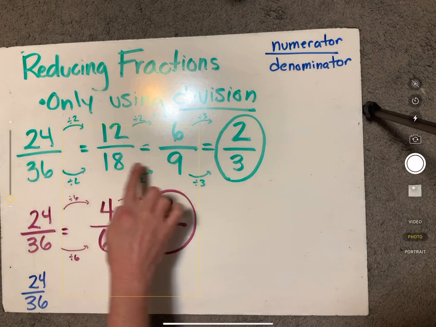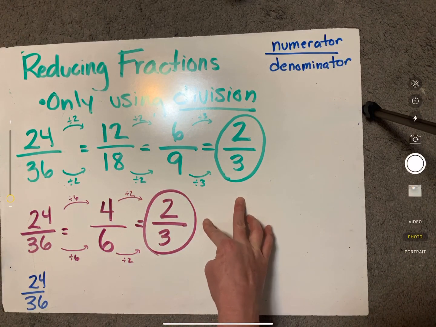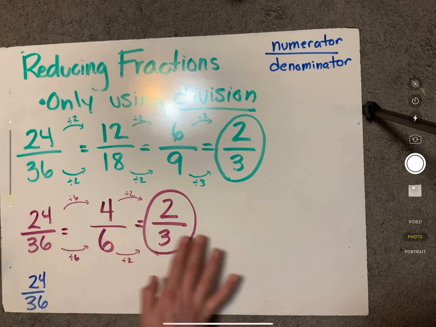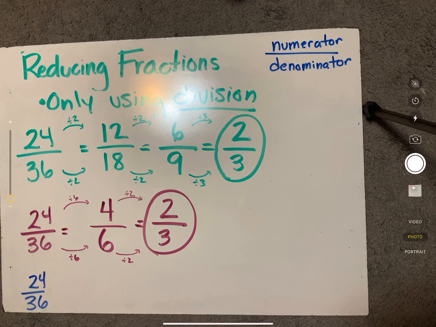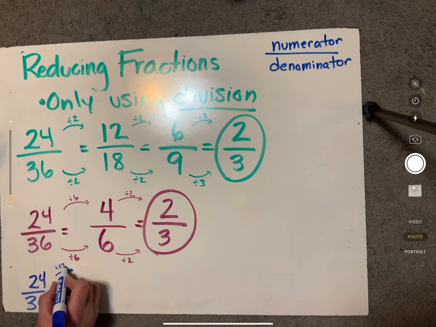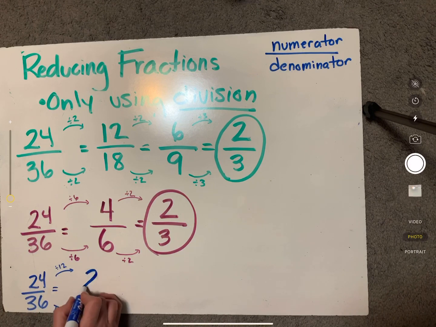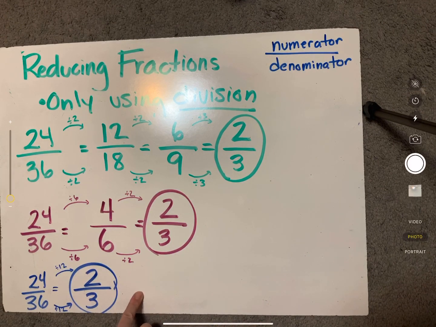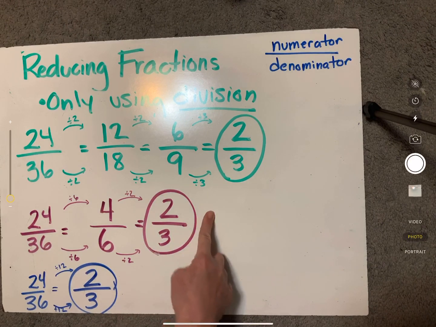It took more steps up here, but did we get to the same answer? Yeah, it's perfectly fine. It doesn't matter how many steps it takes, as long as you get down to that lowest terms. Now, let's say in this last one, I know my 12 facts really well. If I divide the top and the bottom by 12, 24 divided by 12 is 2. 36 divided by 12 is 3. So I got that in one step the last time. Isn't that crazy? So again, I just want to reiterate that it does not matter how many steps it takes to get to your lowest terms, as long as you're getting down to that lowest terms, okay?